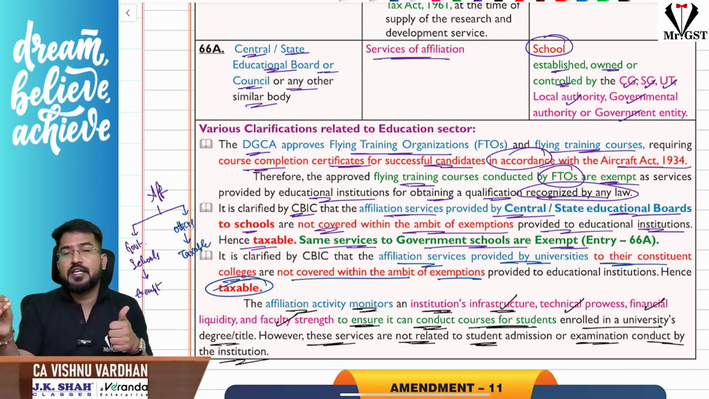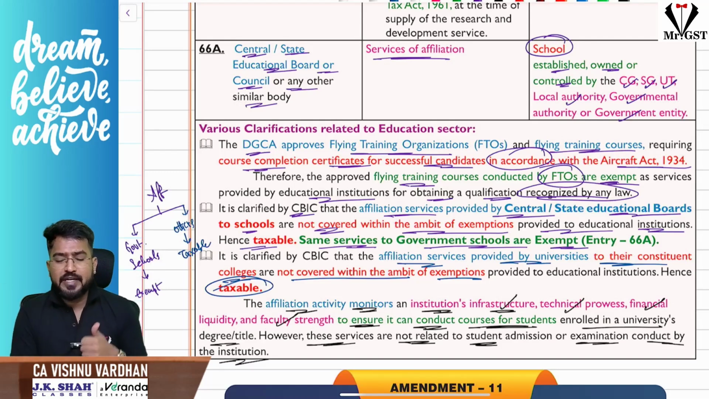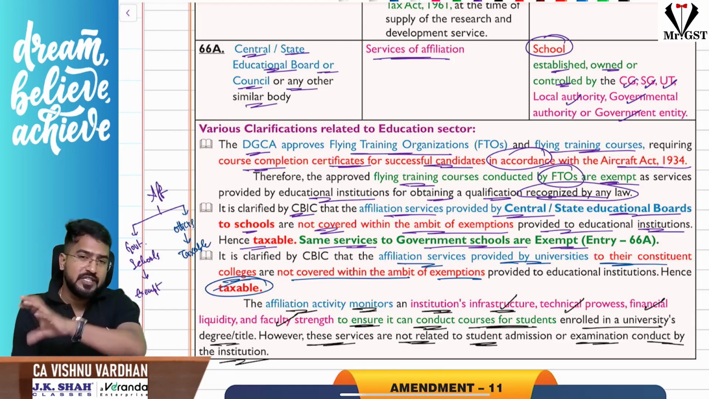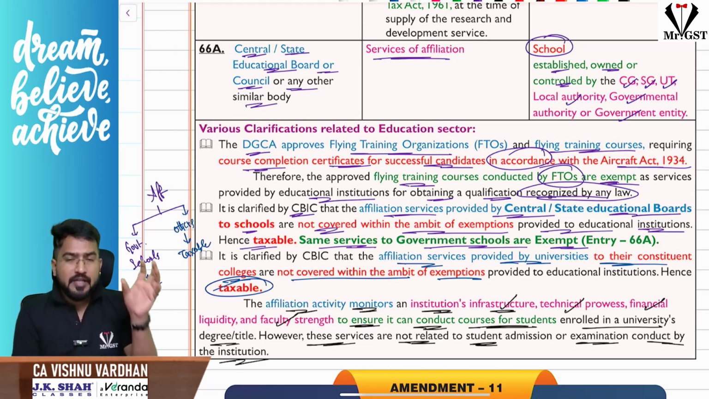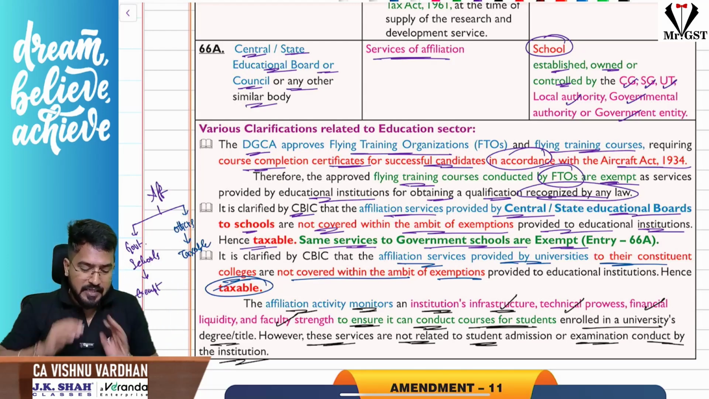So for any private schools, that means only schools owned by central government, state government, union territory, local authority, governmental authority, or government entity, the affiliation services provided by central board or state educational boards are exempt. If it is provided by universities to its colleges, then it is taxable. If central and state educational boards are providing it to private schools, then also it is taxable. This is regarding the clarifications there.